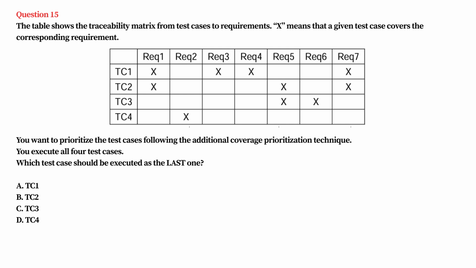Now the only requirement still not covered is REQ2, which is covered by TC4, therefore, TC4 should be executed as the third test case. So, the last test case executed will be TC2.